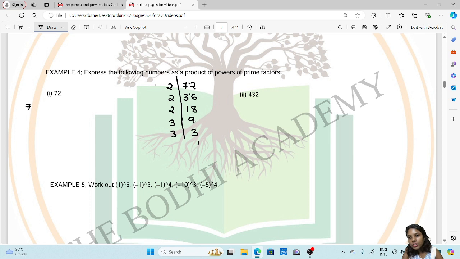So now here 72 is basically 2 into 2 into 2 into 3 into 3. So this we can write as what? 2 is there 3 times. So 2 raised to cube into 3 raised to square. So this gives us 72. Now let's look at this 432.